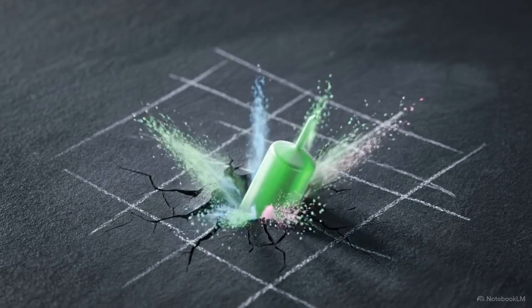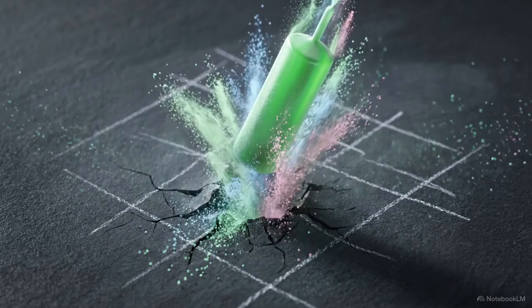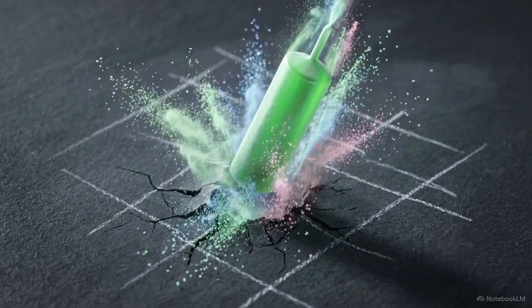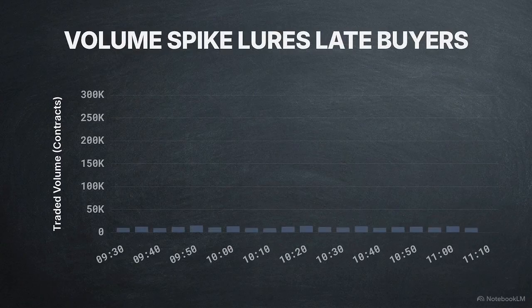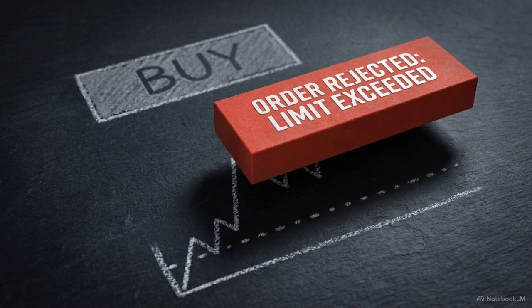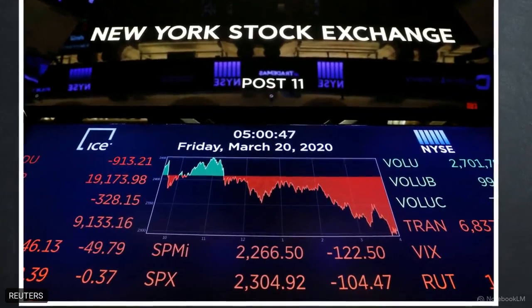You are watching your screen, and suddenly, a massive green candle erupts. The price is climbing by the second. The instinct is immediate. You have to get in before you miss the run. But by the time that candle dominates your monitor and the volume bars spike, the optimal window for entry is already closed. Buying into that aggressive expansion traps the retail trader.